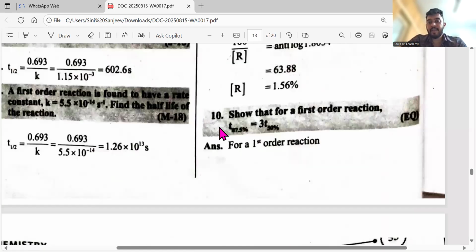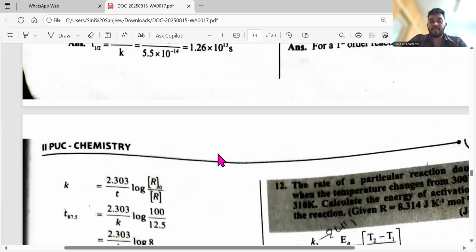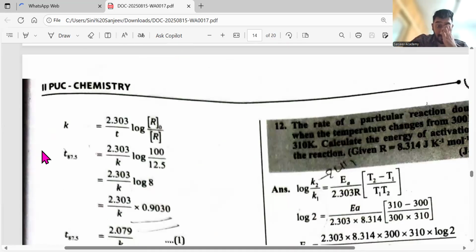Show that for a first order reaction, the time for 87.5% completion is 3 times that for 50%. First, the rate constant for the first order reaction formula, which you derived, put it: 2.303 by T log of R naught, the initial concentration 100, by R. If it's 87.5, subtract: 100 minus 87.5 is 12.5. We know that 12.5 into 8 is 100.